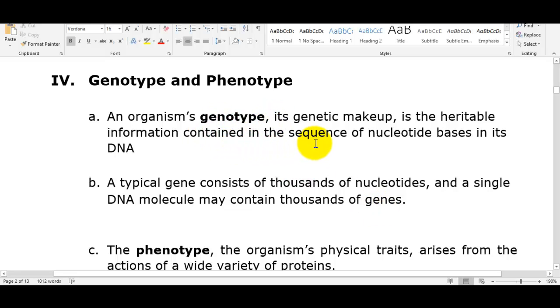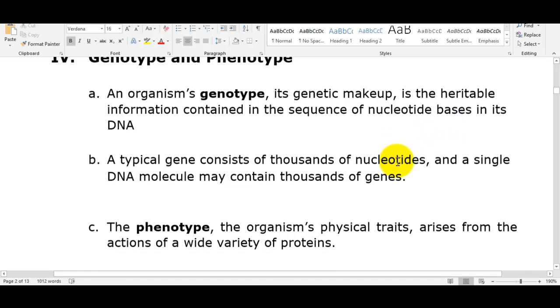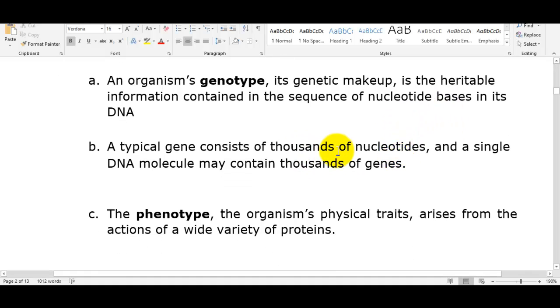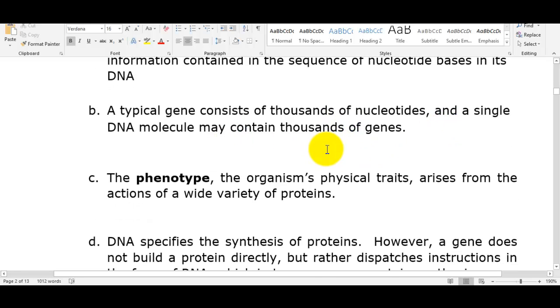Genotype, like I said, is the genetic makeup, the heritable information contained in the sequence of nucleotide bases in its DNA. Basically, your genotype comes from your parents, the genetic lottery. We just did meiosis last week, the whole crossing over and everything, that determines a person's genotype. It says a typical gene has thousands of nucleotides, that's true, and a single DNA molecule may contain thousands of genes.